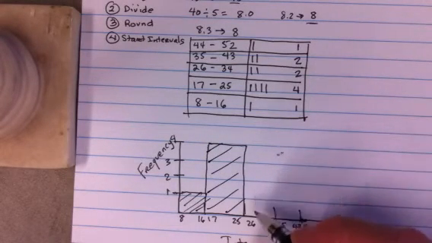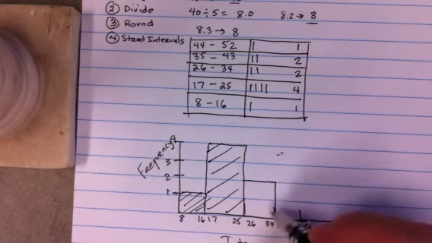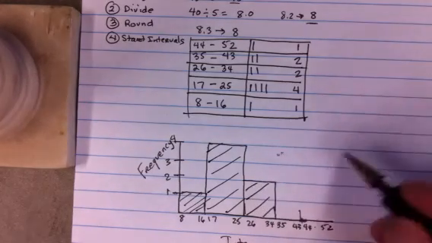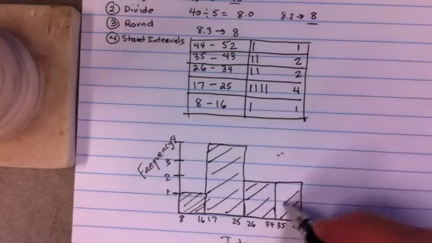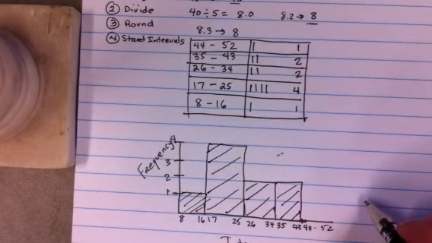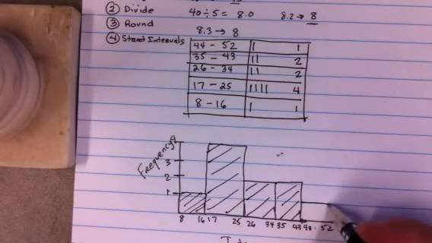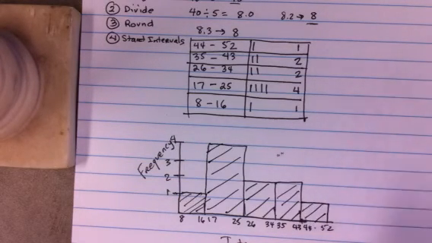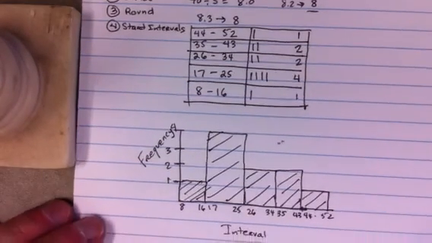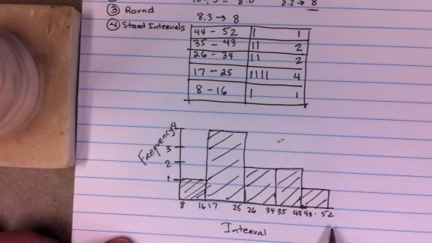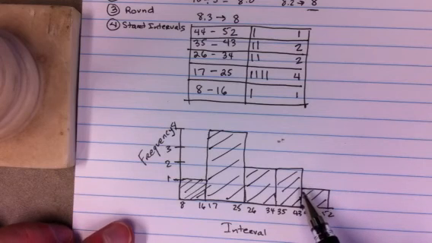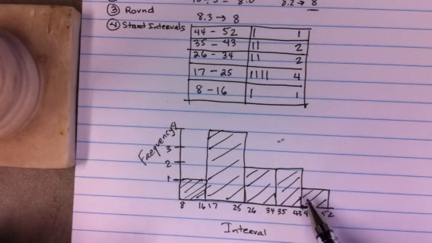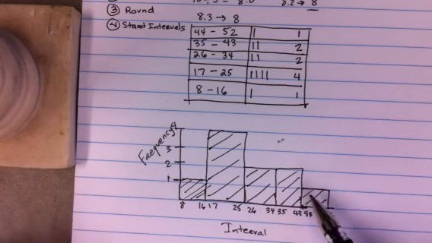26 through 34 is 2 units tall. 35 through 43 is also 2 units tall. And then 44 through 52 is 1 unit tall. You can shade these a variety of ways or color them in if you'd like. But the bottom line is, what we have are the intervals here along the x-axis, frequency along the y-axis, and the height of each bar represents how many are in each bin. This is a histogram for our data.